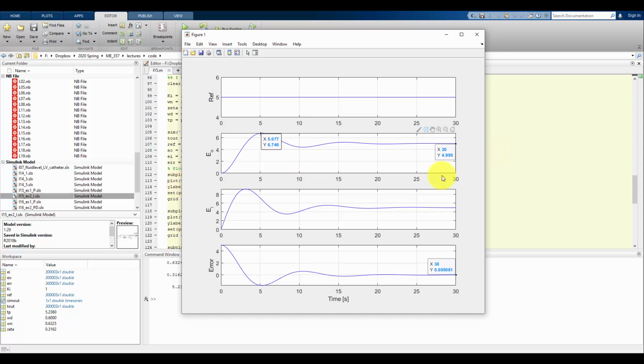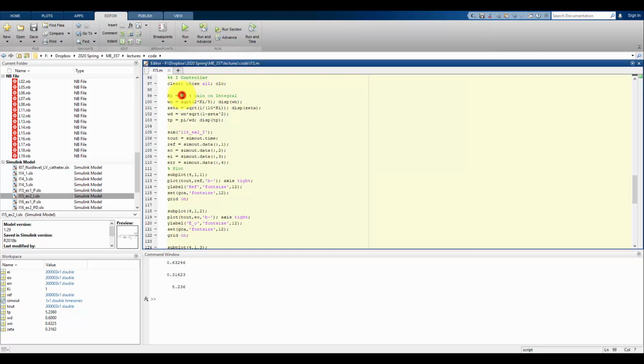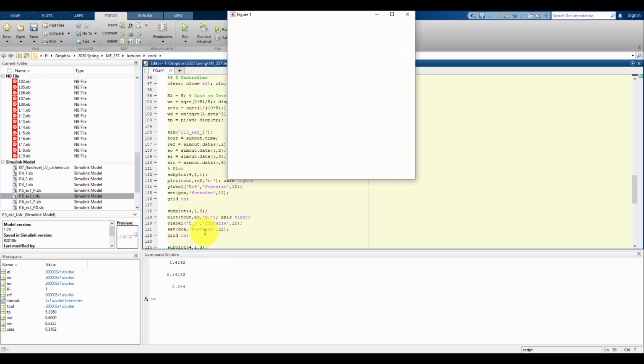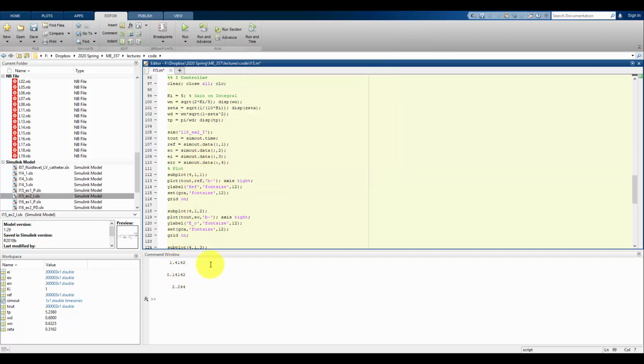All right, so let's just change the gain. Let's look at what if our gain is 5. All right, we see the natural frequency is now 1.41. We see the damping ratio is now lower, 0.14. And we see the peak time is about less than half as much as it was before, 2.2 seconds.